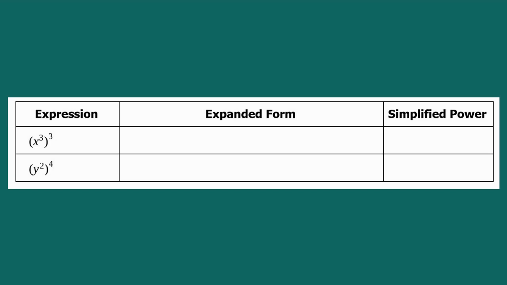In our expanded form, we're going to write out what this looks like so that hopefully we can notice a pattern. So in my expanded form, that means I have x to the third times x to the third times x to the third. In our previous exponents lesson, we learned that whenever we are multiplying powers of the same base, we can add our exponents. So that's 3 plus 3 plus 3. So our simplified power is x to the ninth power.